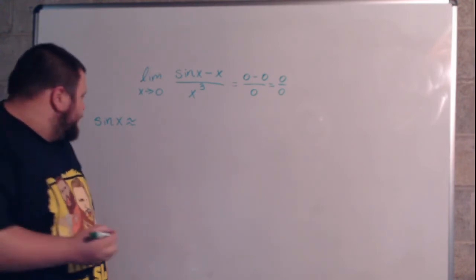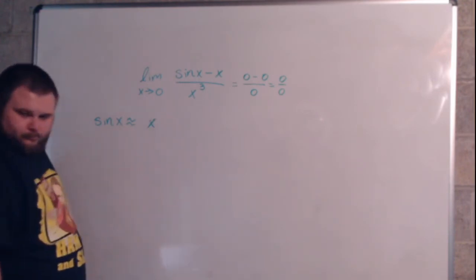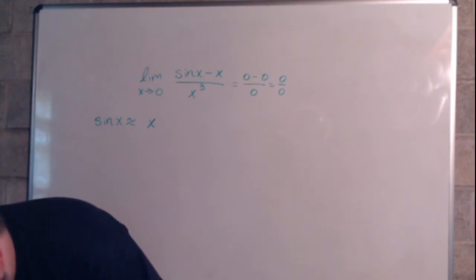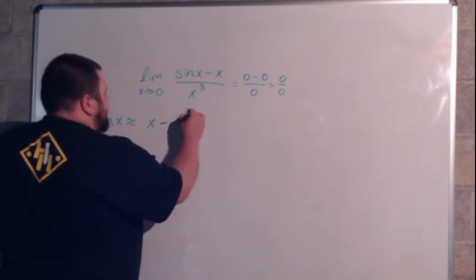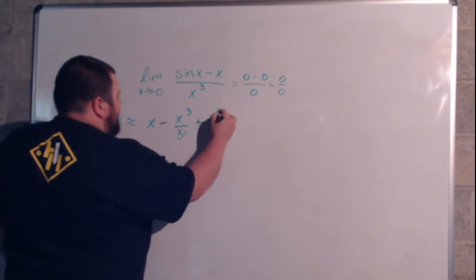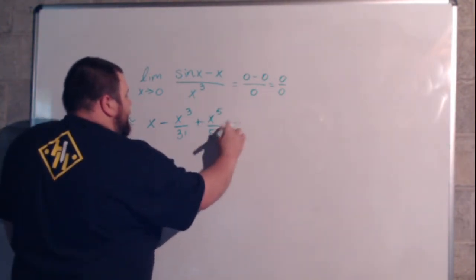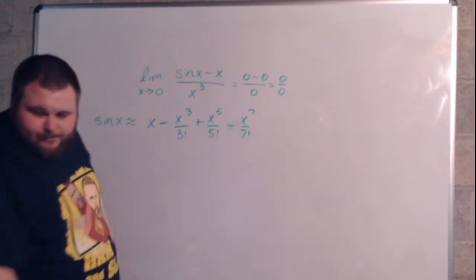So the first term should be x, right? Then what about after that? So I see we've got x cubed over 3 factorial, x to the 5th over 5 factorial, and it would be x to the 7th over 7 factorial, right?